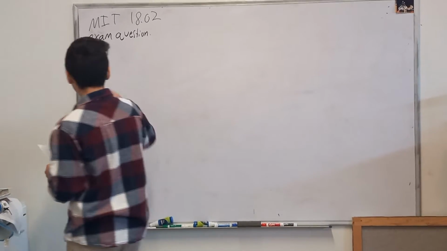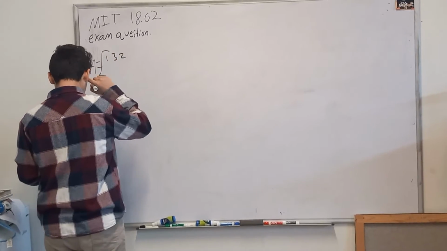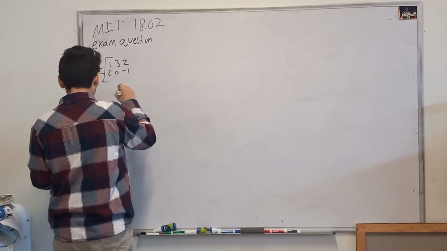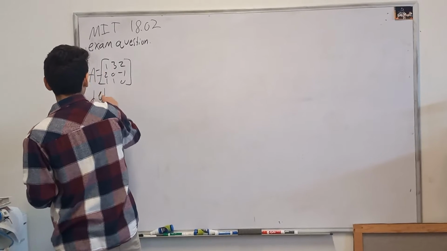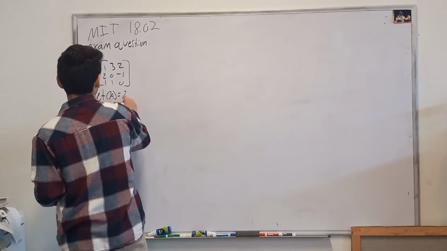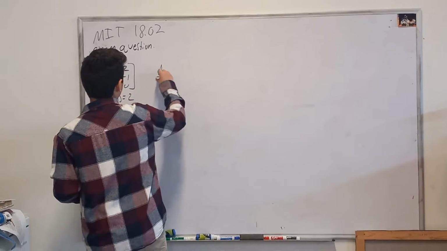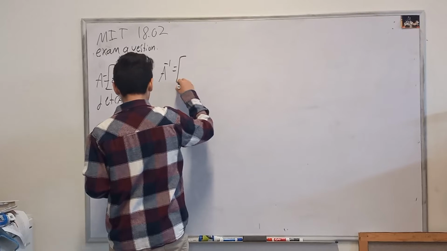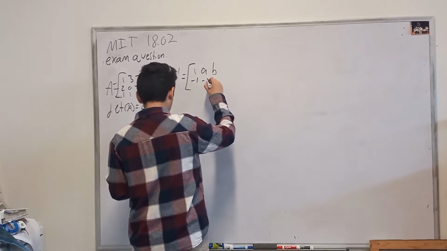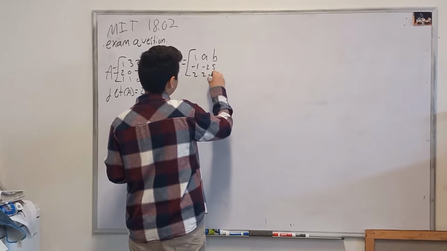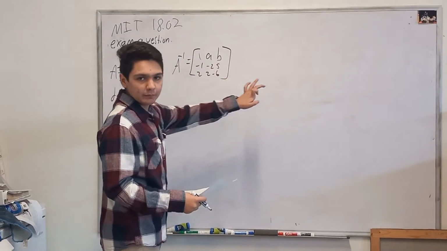So the problem states we have this matrix A, and it's equal to 1, 3, 2, 2, 0, negative 1, 1, 1, 0. And we know the determinant of A is equal to 2. And then we have A inverse is equal to 1, A, B, negative 1, negative 2, 5, 2, 2, negative 6. So it states we have to find A and B.